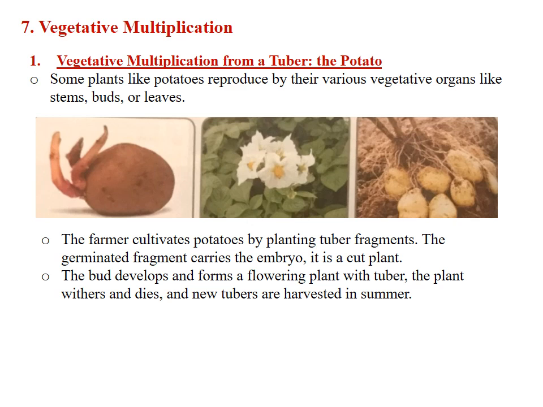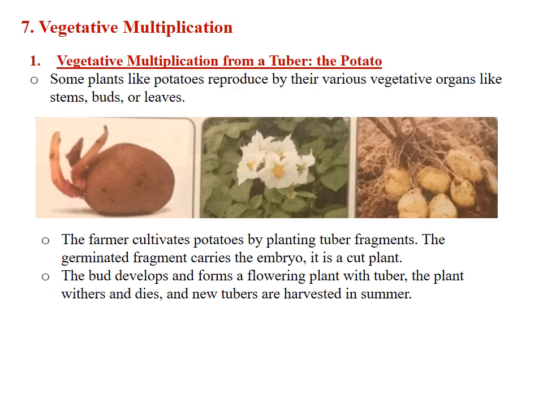And now we are going to see a different way of multiplication of flowering plants. We are going to talk about vegetative multiplication. And we are going to start with vegetative multiplication from a tuber. And as an example, we are going to talk about the potato. The tuber is the vegetative organ that is at the origin of a potato plant.